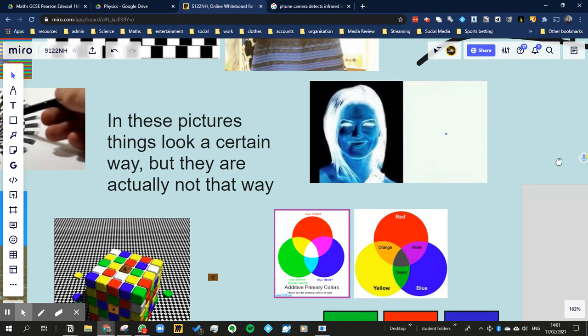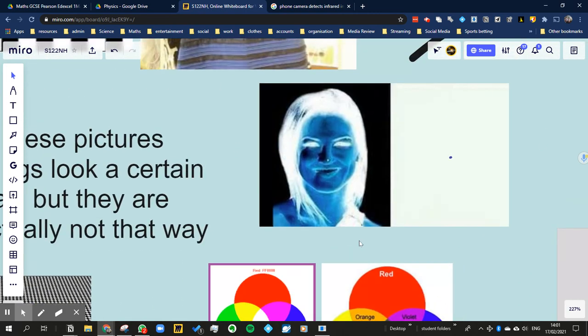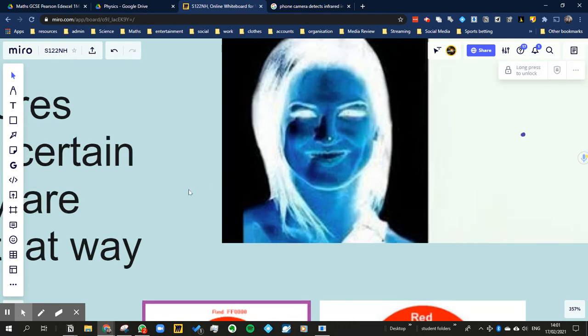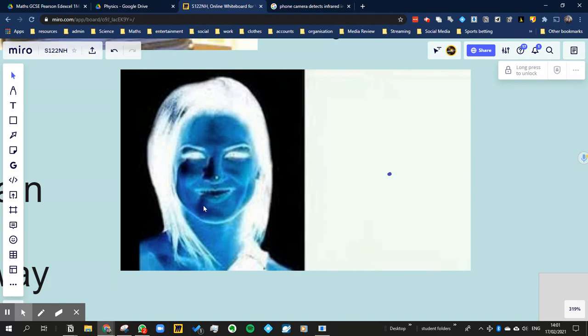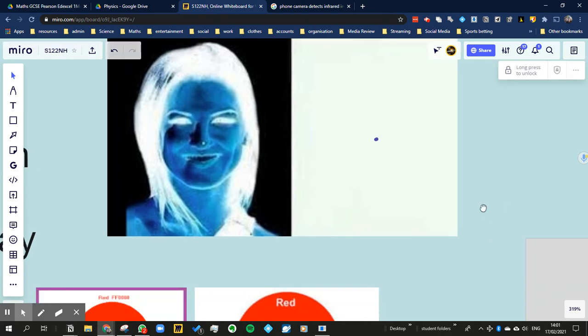As I've just demonstrated. This is a different kind of illusion. This isn't a trick as such. What's happening here is we're seeing a negative of the person there. Now, this is essentially helping us to understand a little bit more about how we see colour.